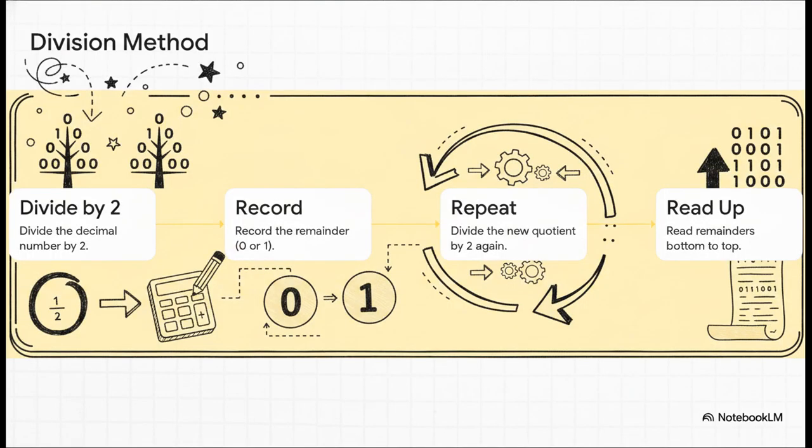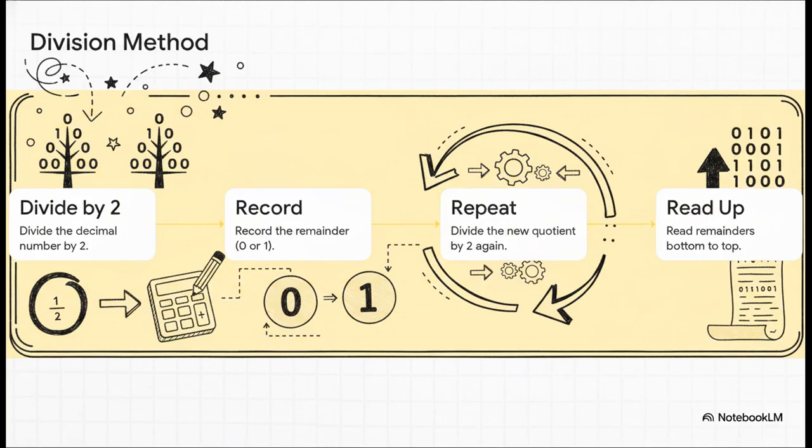Here's how it works. Step 1, you take any standard decimal number and just divide it by 2. Step 2, record the remainder. Now, because you're dividing by 2, that remainder mathematically has to be either a 0 or a 1. If it's an even number, your remainder is 0. If it's odd, the remainder is 1. Simple as that. Step 3, you take your new answer, your quotient, and just divide it by 2 again. And you repeat this loop until you hit 0. Finally, step 4, you read all those remainders you wrote down, starting from the very last one at the bottom, all the way up to the top.